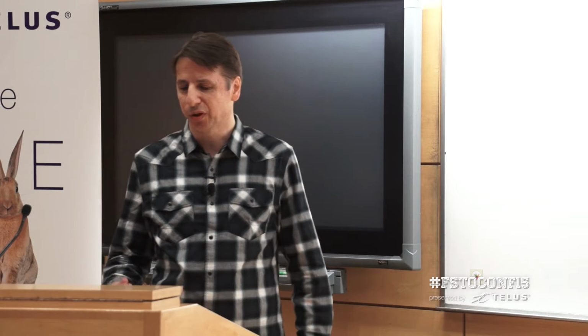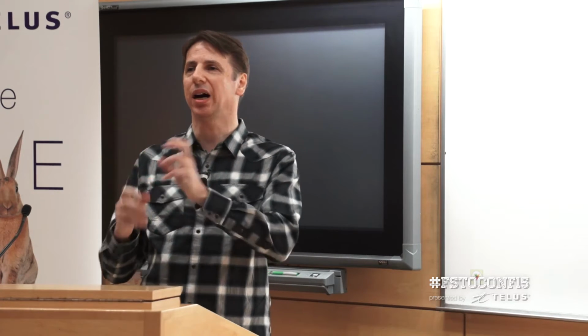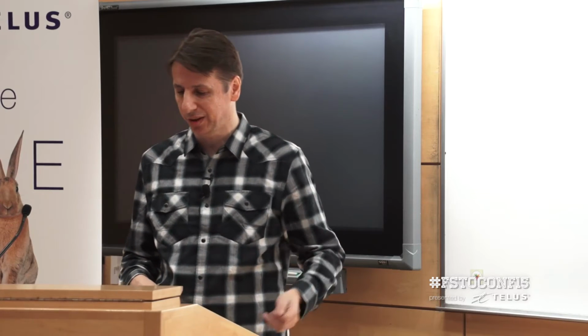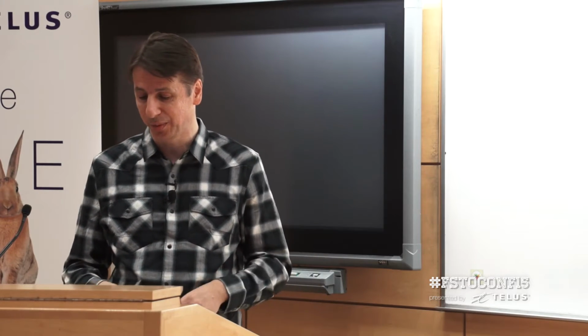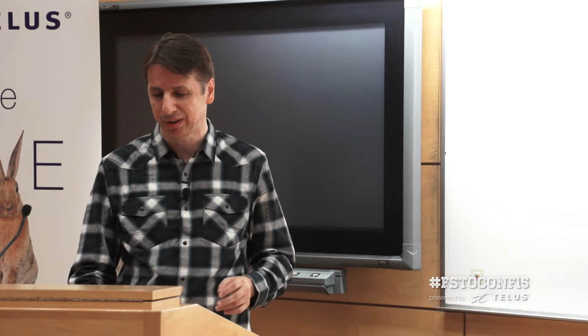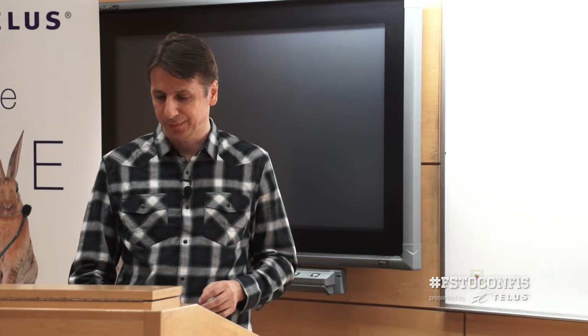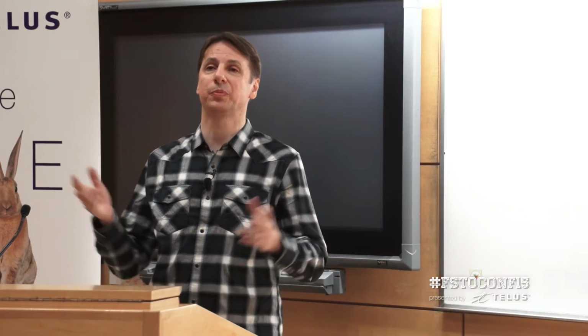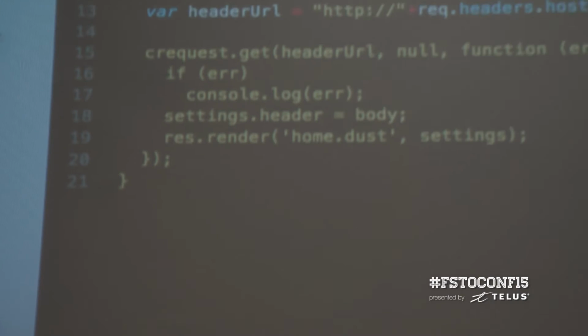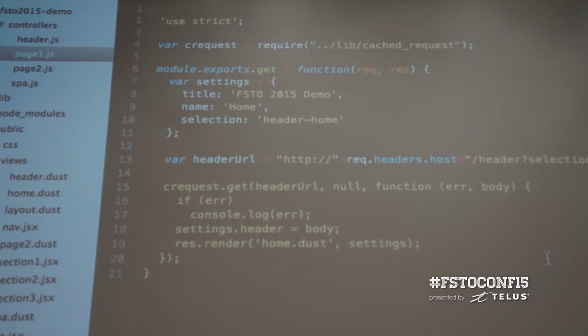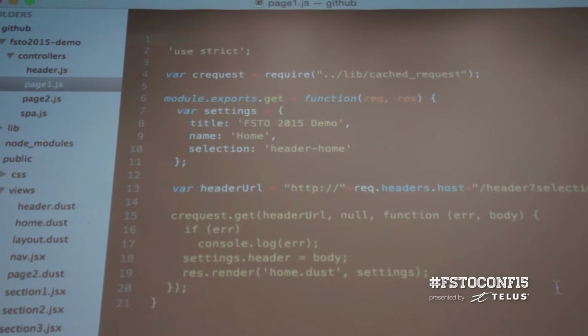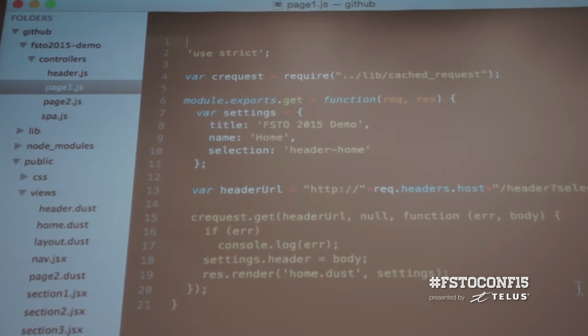Because of a little bit more code, I took the controllers out into their own modules, as opposed to inlining them here. The rest is all the same. So what are those controllers doing? First, you'll notice, this is the first page, the home page. Notice that I'm first making a request. This is the crucial difference. I'm going to make a network request. This one I'm caching. So the C request is my module.